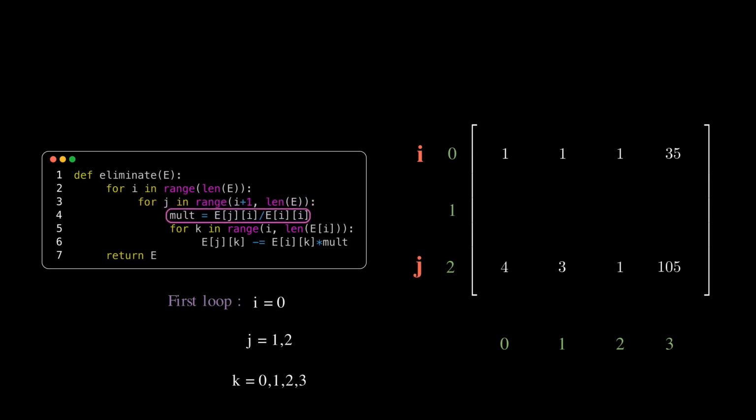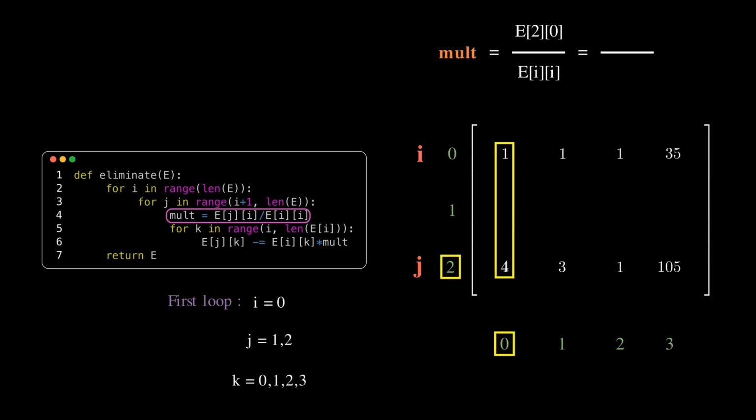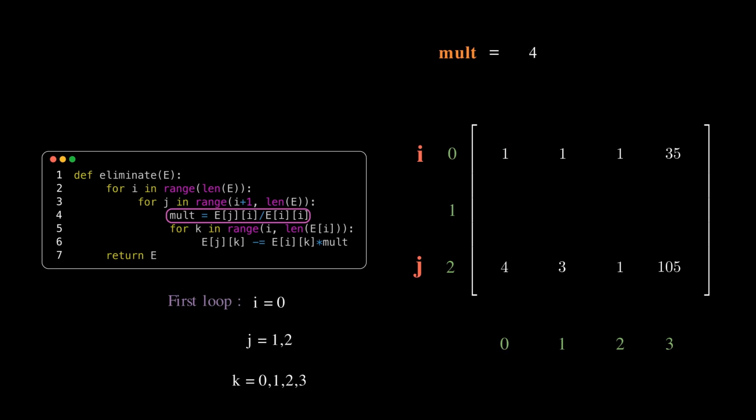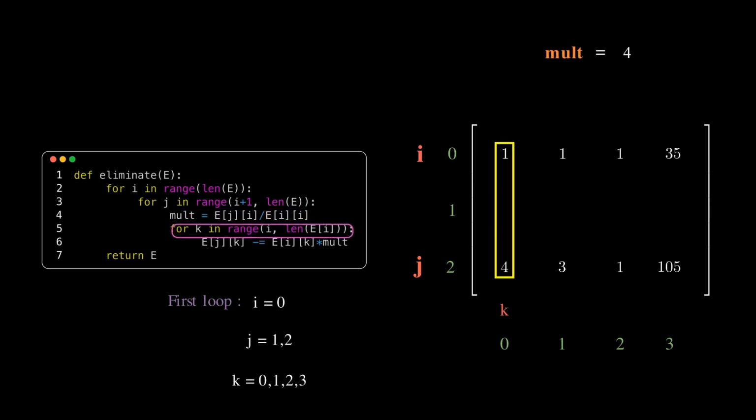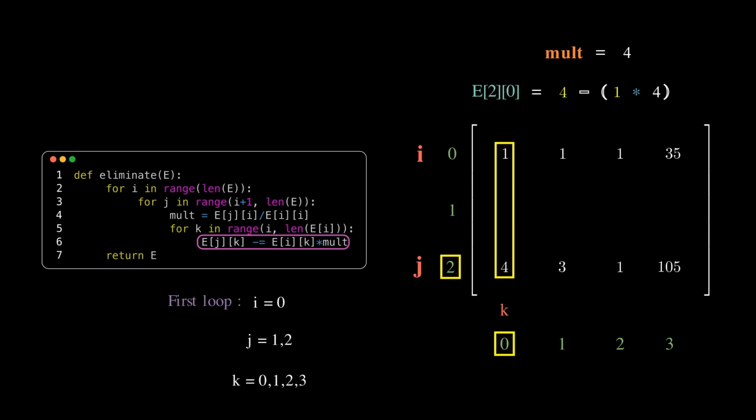We will again calculate the multiplier constant. So eji, which is e20, equal to 4, and eii, which is e00, equal to 1. On dividing, the multiplier constant equal to 4. This time, k loop will perform operations on the third row. We will again start with k equal to 0. We'll multiply eik, which is e00, by the multiplier constant, and subtract it from ejk, which is e20.